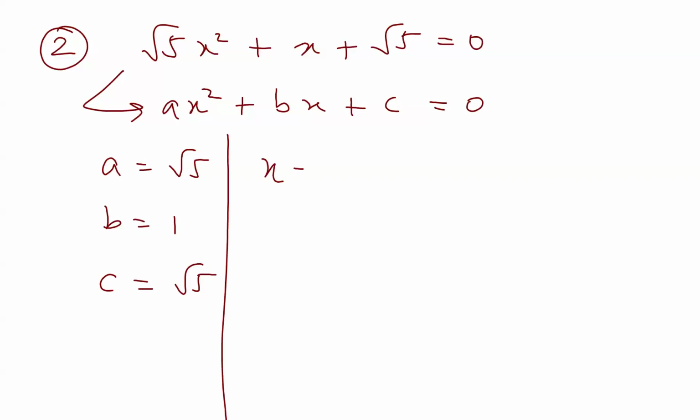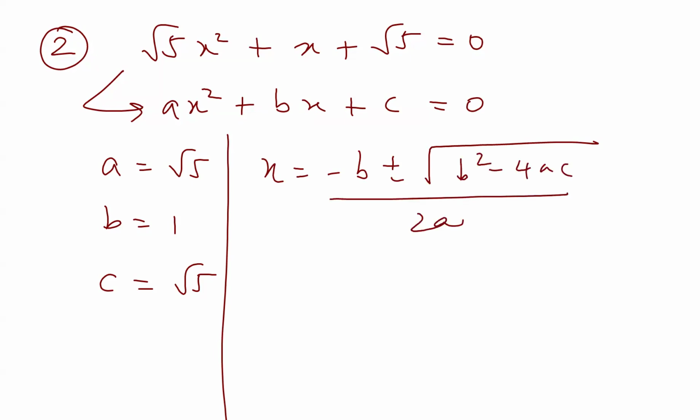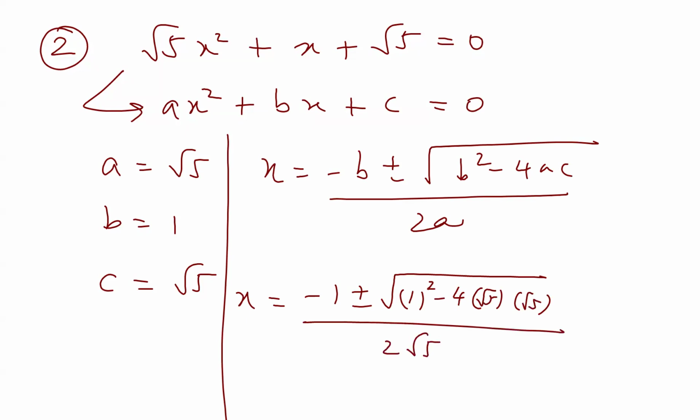Here also x is equal to minus b plus or minus root of b square minus 4ac upon 2a. So x is equal to minus b. So b is 1 plus or minus b square. So that is 1 square minus 4a and c. A is root 5 and your c is also root 5 upon 2 root 5. Okay.